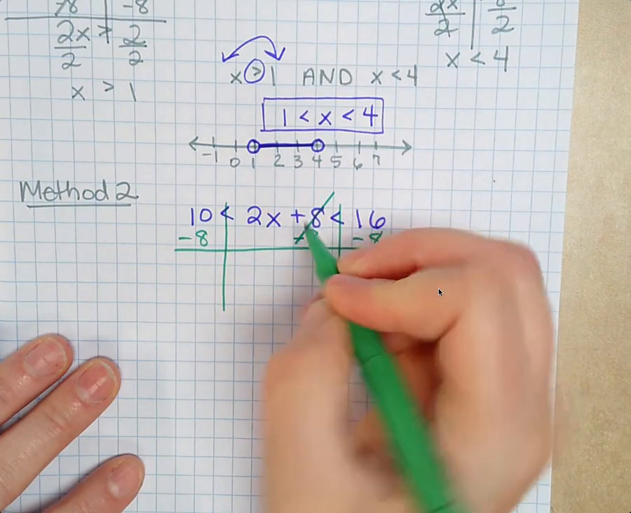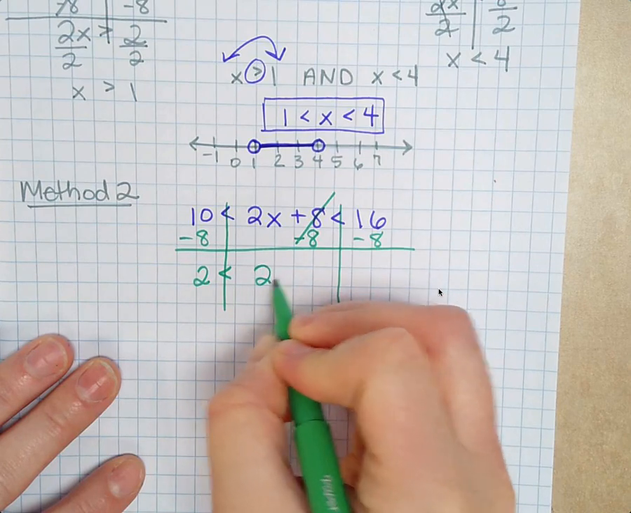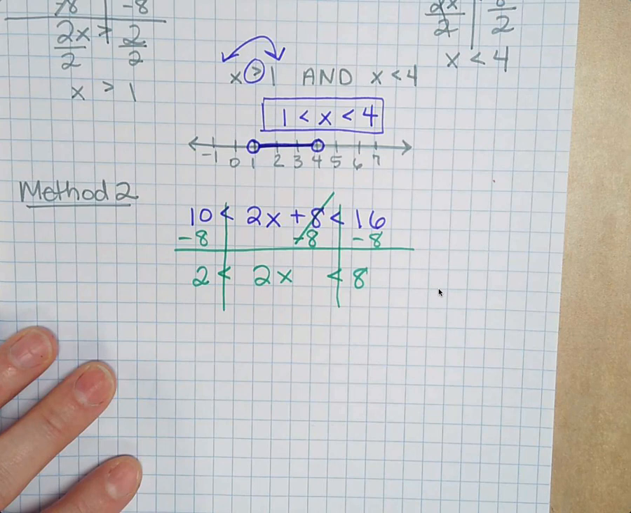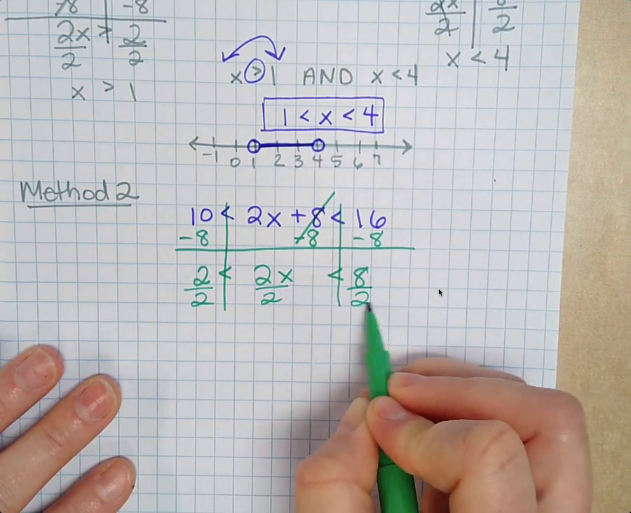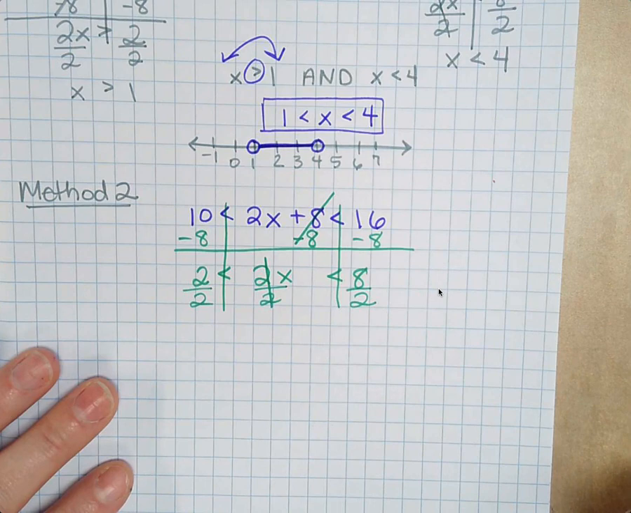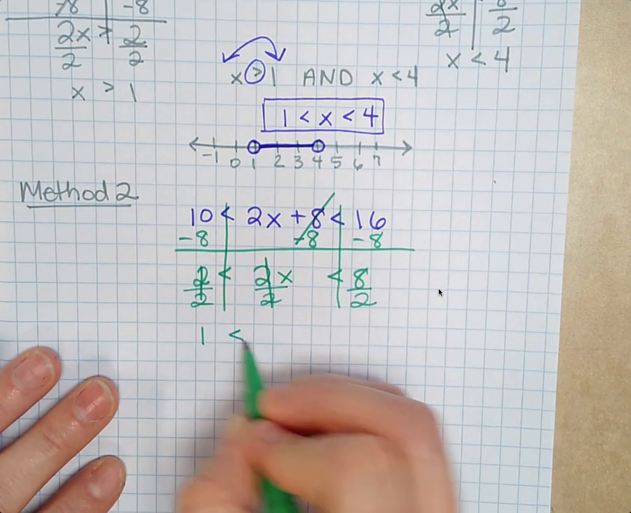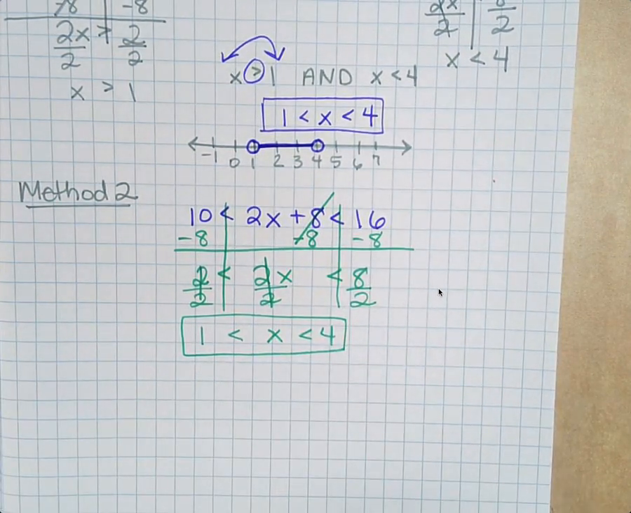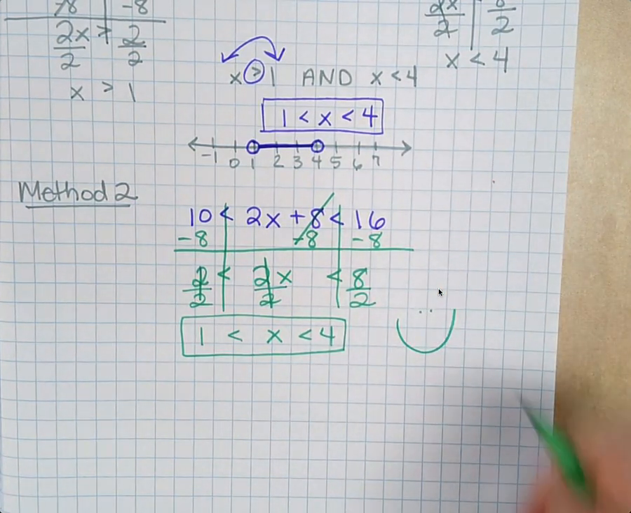So these will cancel, and then the left side, 2 is less than 2x is less than 8. And then I need to divide by 2 on both sides. Not both sides, all 3. Leaving us with 1 is less than x is less than 4. You like that way better? Yeah, I do too. I like that way too.